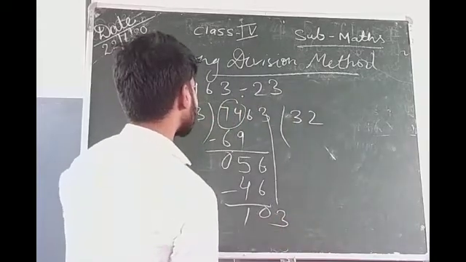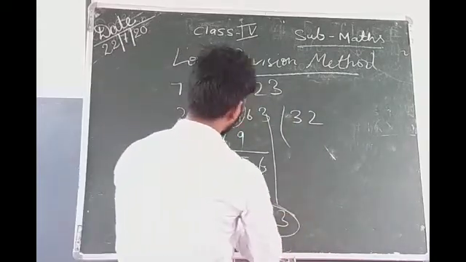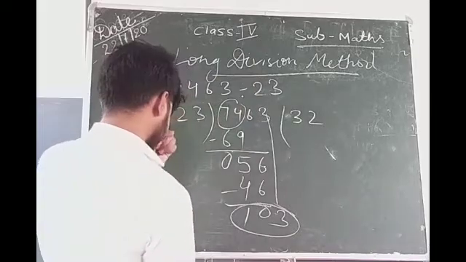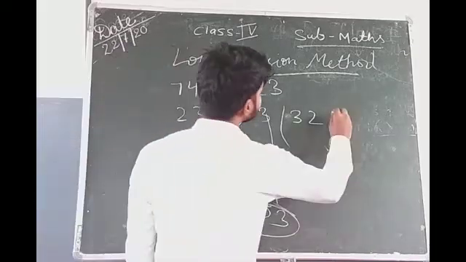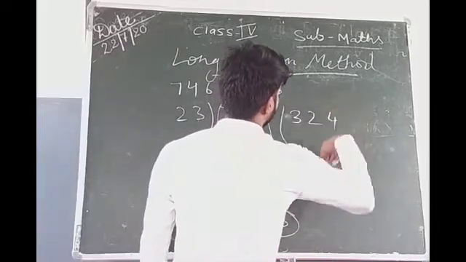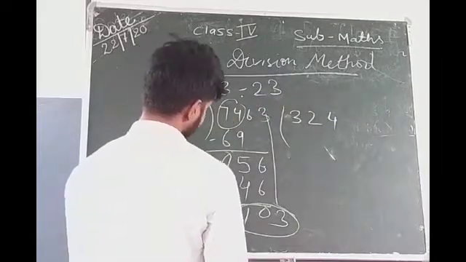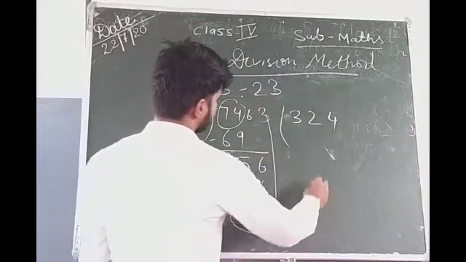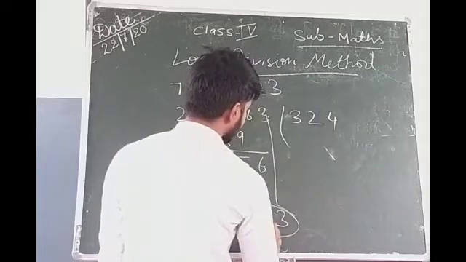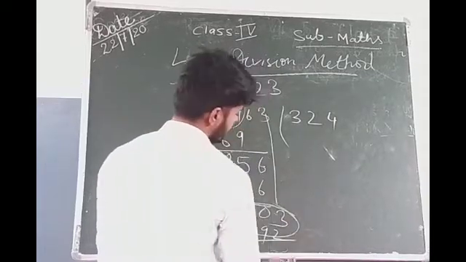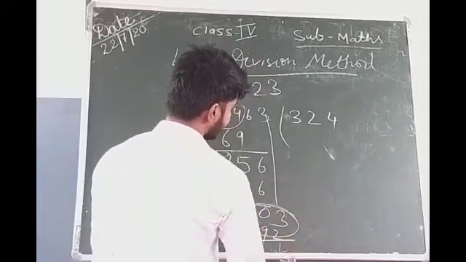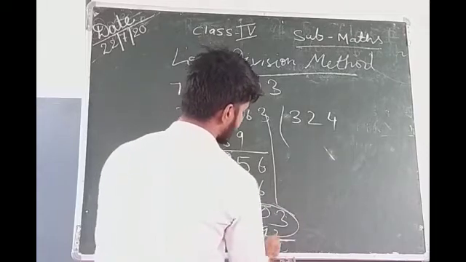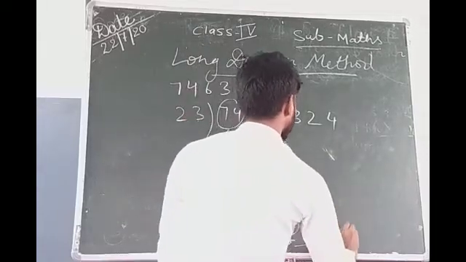Now we will subtract 103 using the table of 23. 23 fours are 92. That is 3 minus 2, 1. Again we take 10 minus 9, that is 1. So this is our remainder.